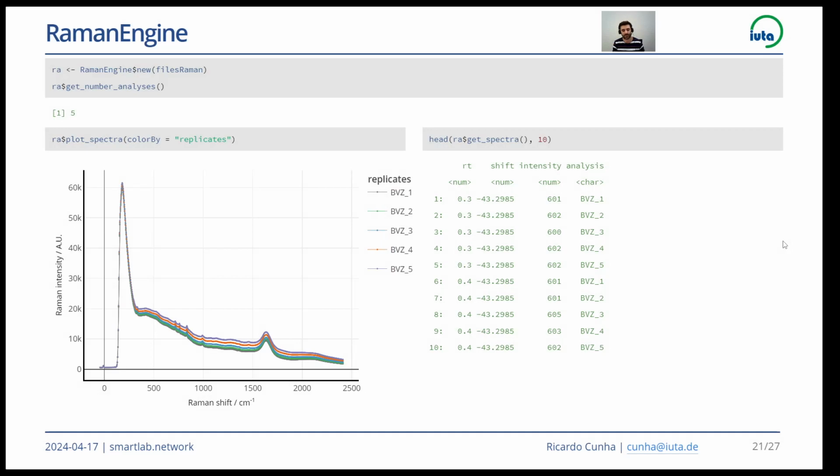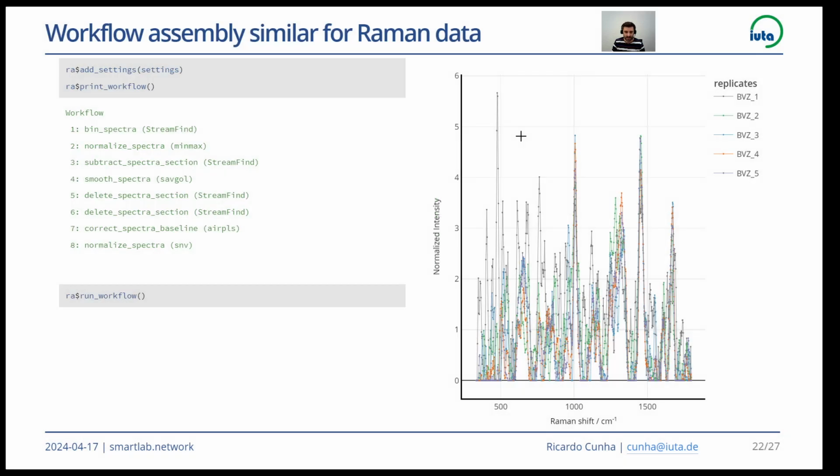Switching from mass spectrometry to Raman spectroscopy, here we create an engine for handling Raman files, and as you can see, the interface is pretty much similar. So that's what we would like to achieve with this core engine that replicates the interface across different data types. We plot the spectra or get the data. Also, a workflow for processing Raman data can be assembled the same way. So we use the processing settings, print the workflow, and then we just run it.